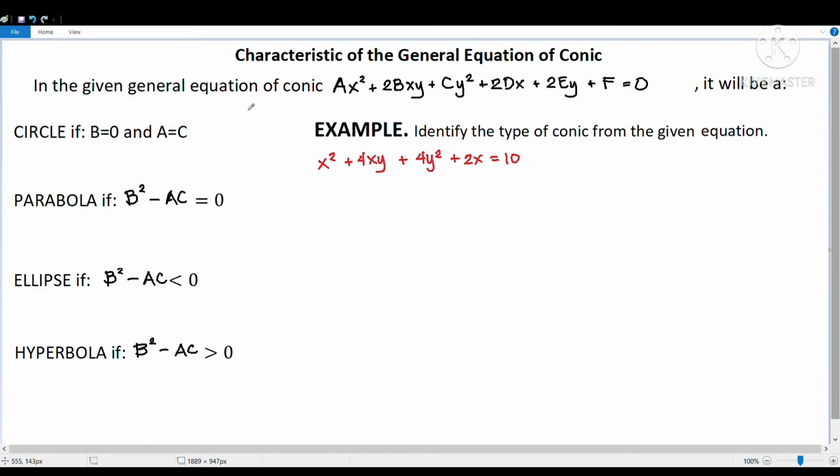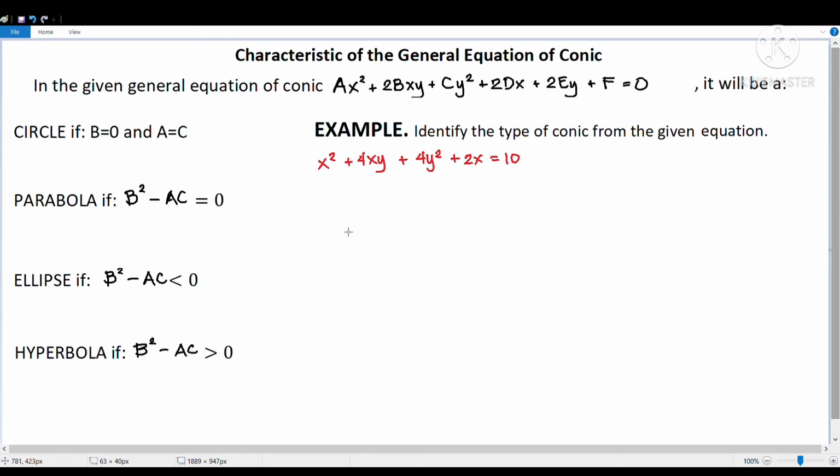In the given general equation of conic, ax squared plus 2bxy plus cy squared plus 2dx plus 2ey plus f is equal to 0, it will be a circle if the value of b is equal to 0 and the value of a is equal to the value of c. Parabola, if the value of b squared minus ac is equal to 0, an ellipse if b squared minus ac is less than 0, and a hyperbola if the value of b squared minus ac is greater than 0.